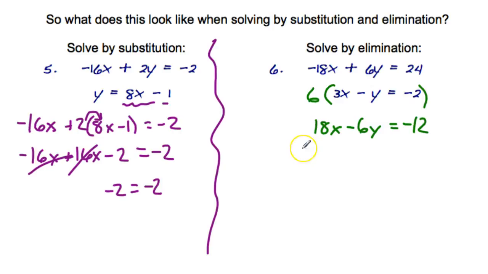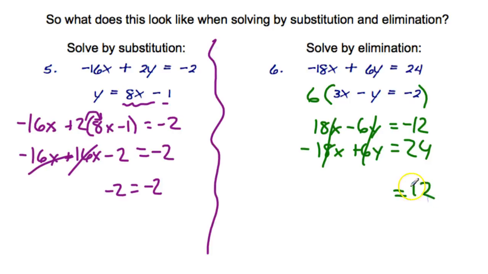Now I'm going to write the top one. Negative 18x plus 6y equals 24. Okay, so now let me eliminate. So it looks like this 18x and the negative 18x, that cancels. The negative 6y and the plus 6y, that cancels. Negative 12 plus 24, that actually equals 12. So on this side, everything canceled. I can't just not write anything. So if everything cancels, I have to write 0. Alright, that looks weird too.